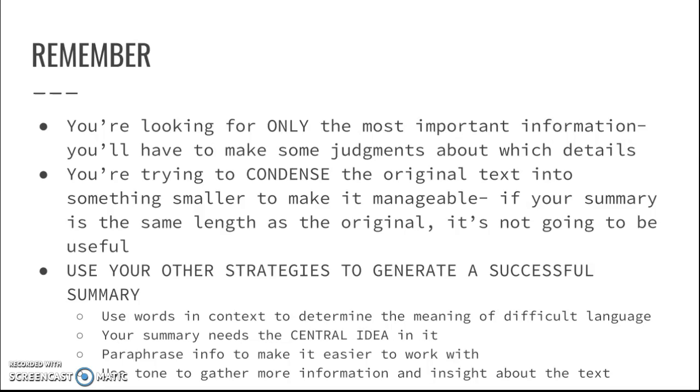Finally, you got to use your other strategies to generate a successful summary. So you got to use your words in context to figure out what the text is actually saying to you. You're going to make sure that your central idea is in there so the most important thought is present in your summary. You want to paraphrase that info to make it easier for you to understand and work with, so put it in your own words. And then finally, you're going to want to use tone to gather more information and insight about the text. Remember that tone tells us a lot of stuff that might not be in there directly.